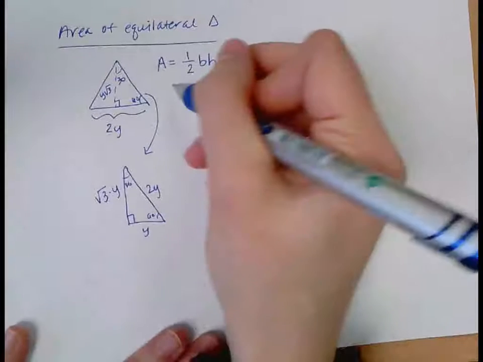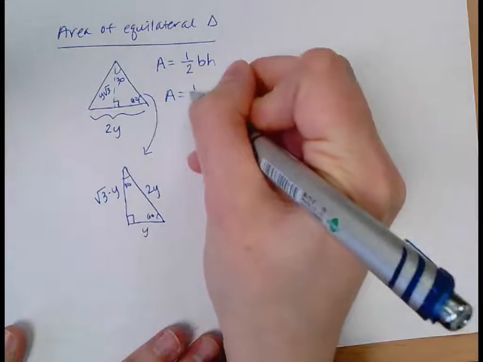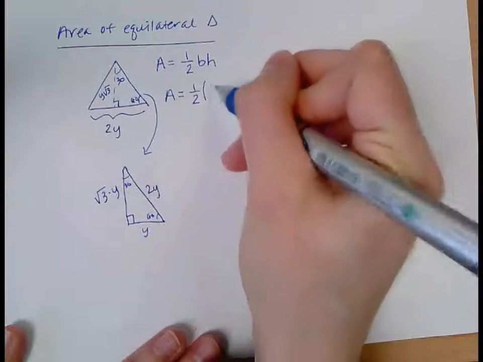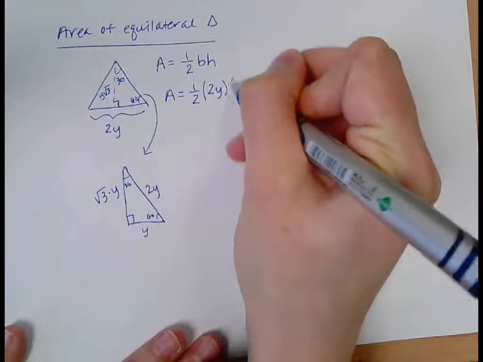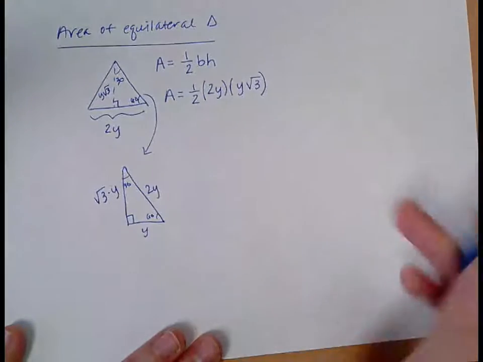We'll get there. But this means the area of that equilateral triangle is 1/2 times the base is 2y times the height is y times the square root of 3.